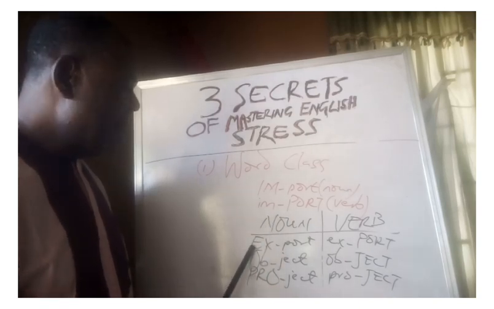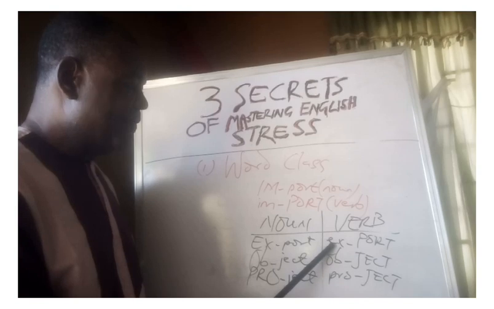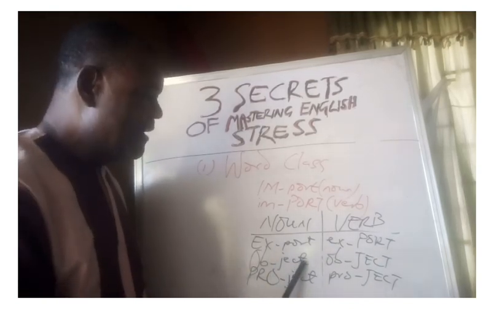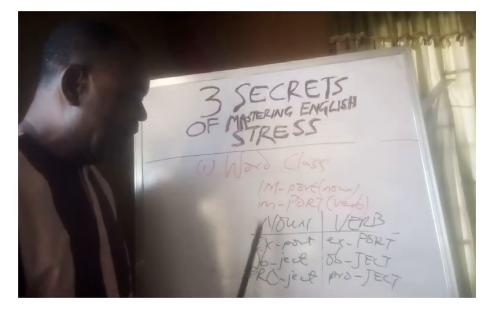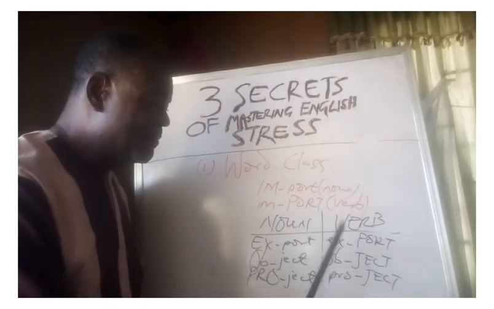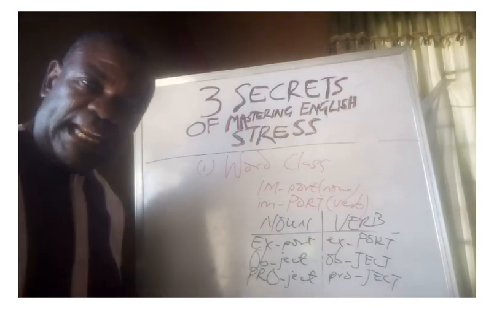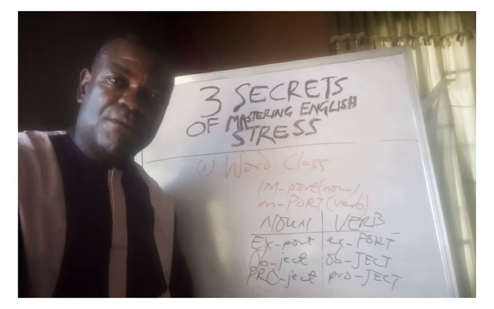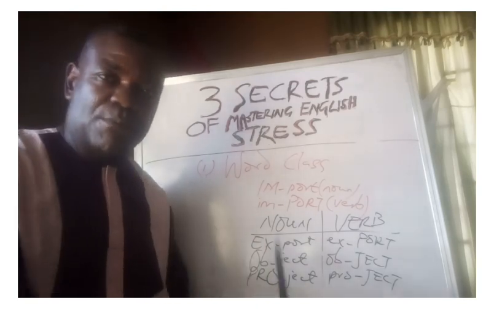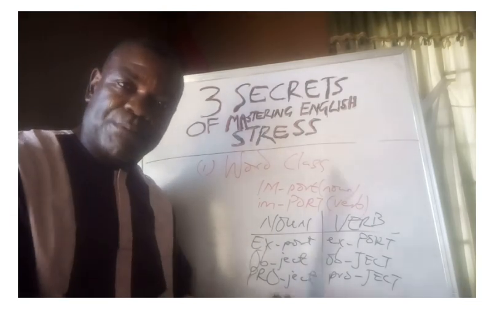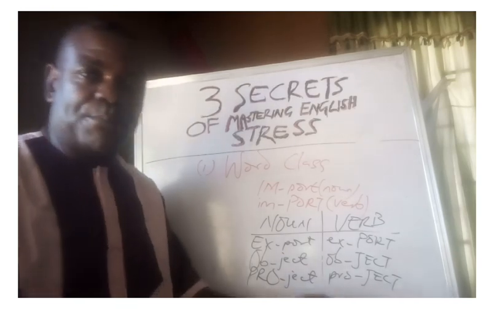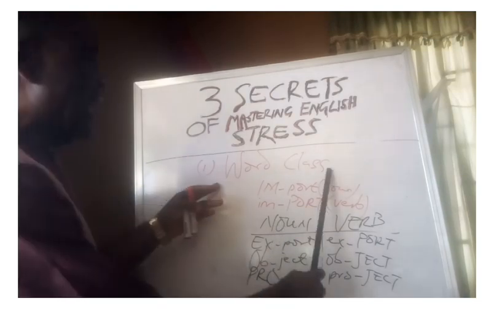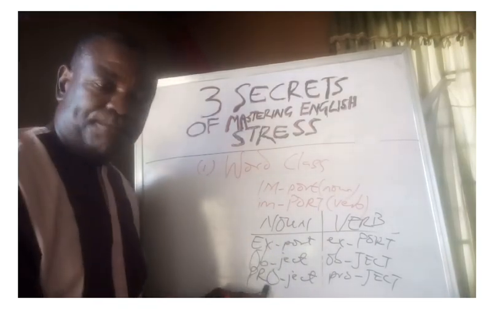When it is a noun, export. When it is a verb, export. When it is a noun, object. When it is a verb, object. When it is a noun, project. When it is a verb, project. When it is a noun, convict. When it is a verb, convict. When it is a noun, produce. When it is a verb, produce. When it is a noun, present. When it is a verb, present. And so on and so forth. So word class determines stress.